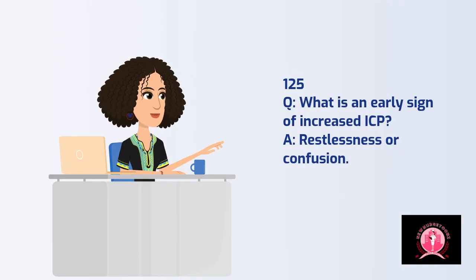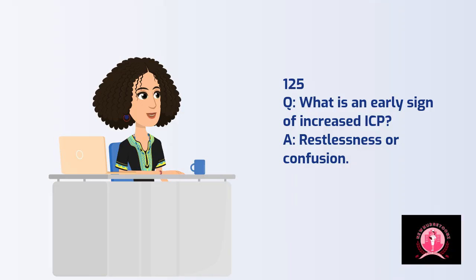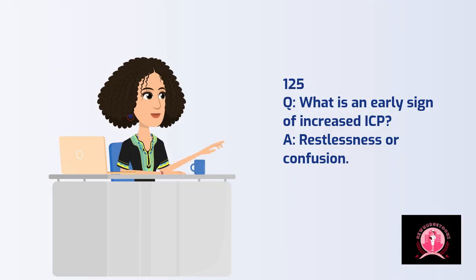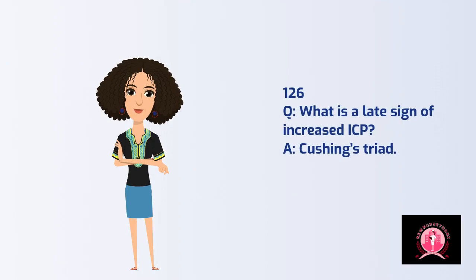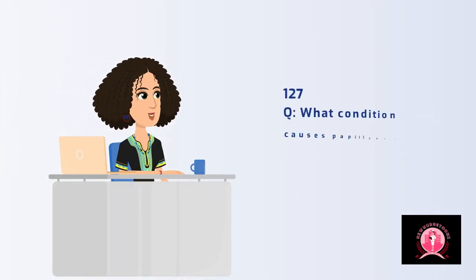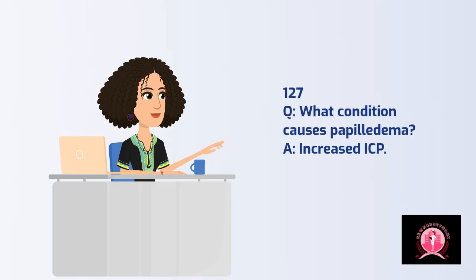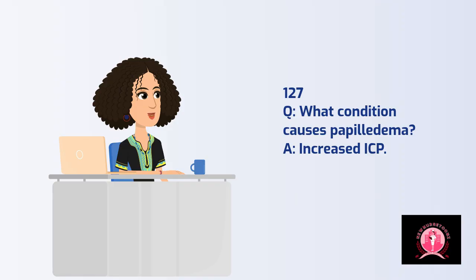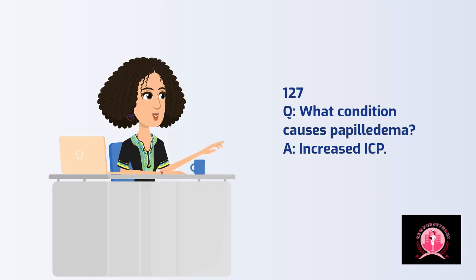125Q. What is an early sign of increased ICP? A. Restlessness or confusion. 126Q. What is a late sign of increased ICP? A. Cushing's triad. 127Q. What condition causes papilledema? A. Increased ICP.